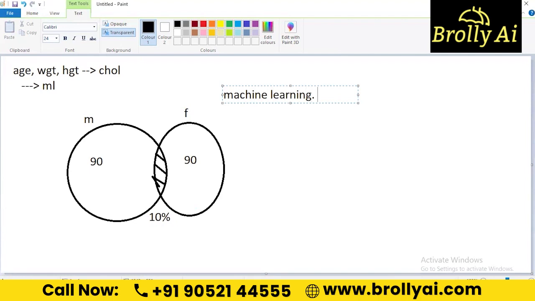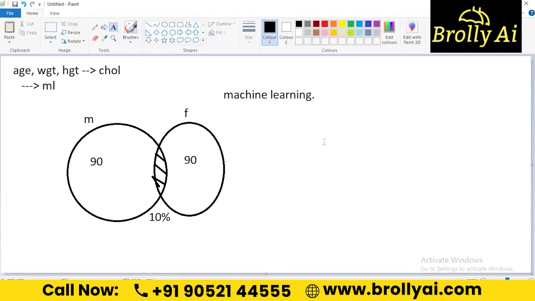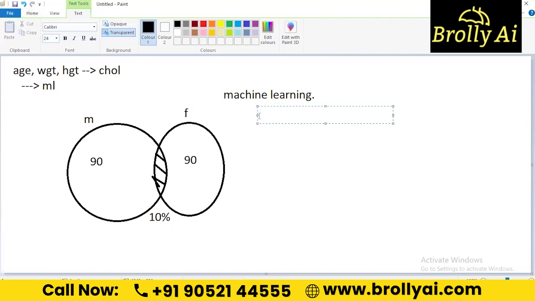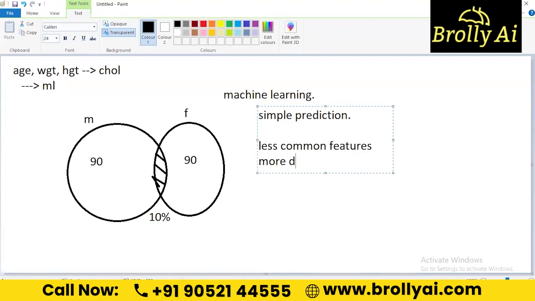That means 2 layers of training is okay: one input layer, one output layer, with a weight matrix between them. This kind of prediction is simply called simple prediction. What do we mean by simple prediction? Less common features and more distinctive features.